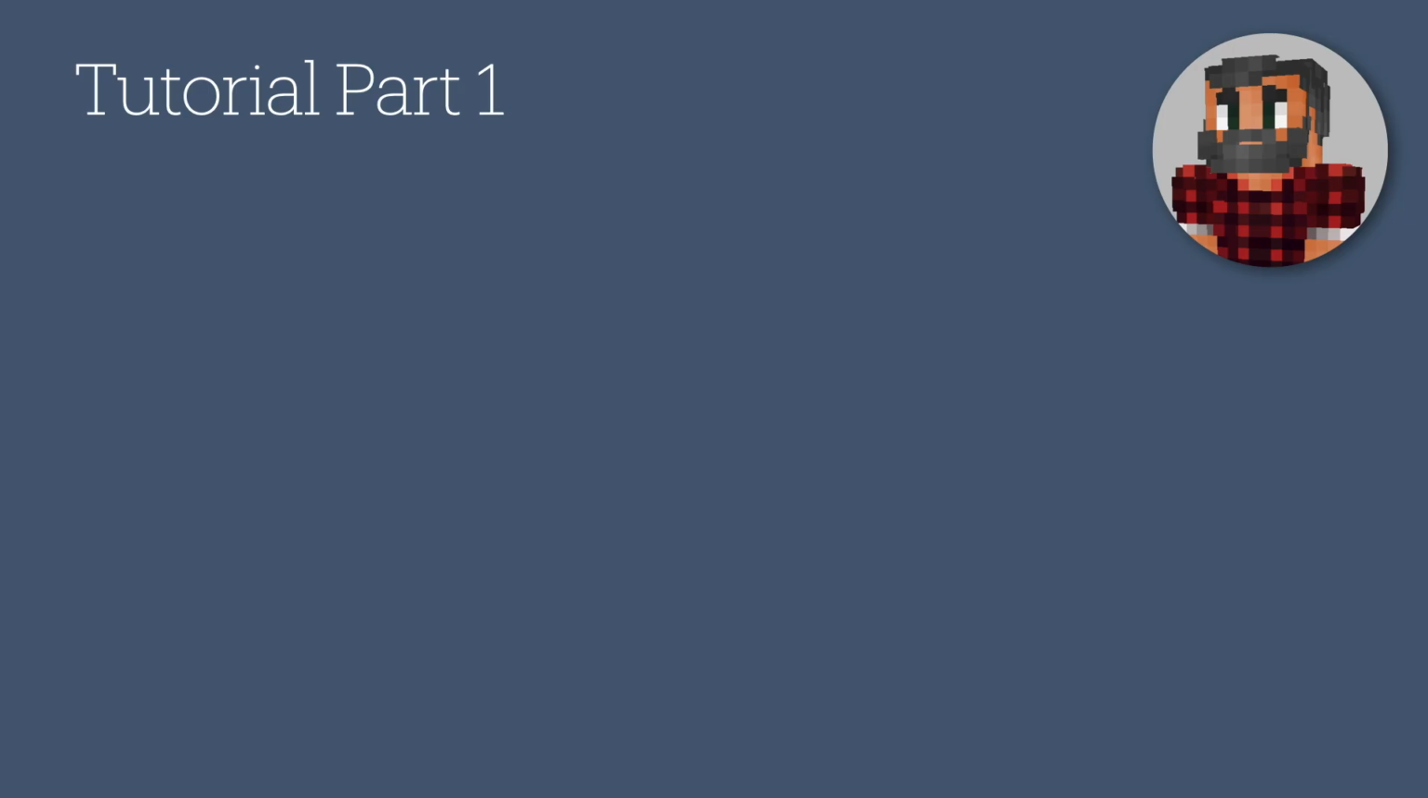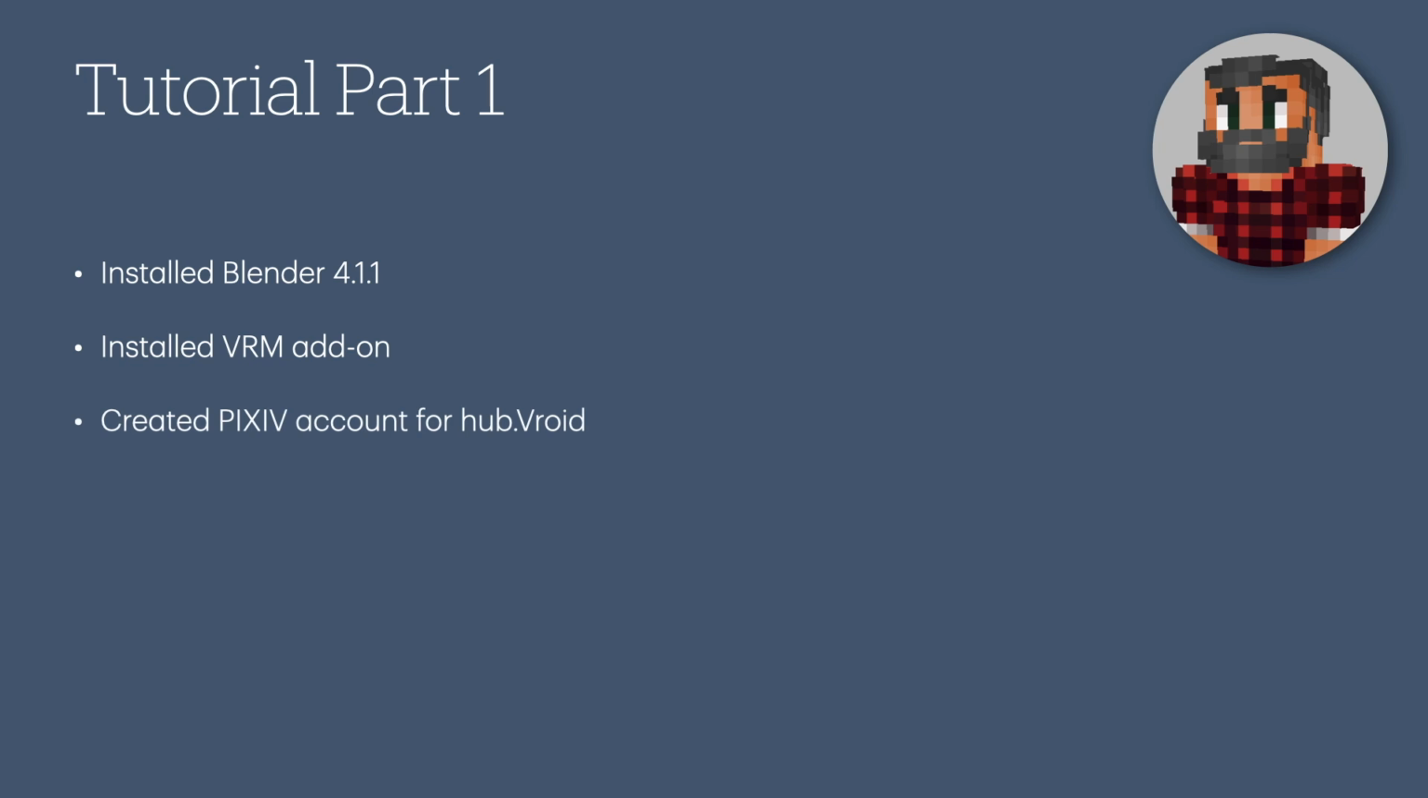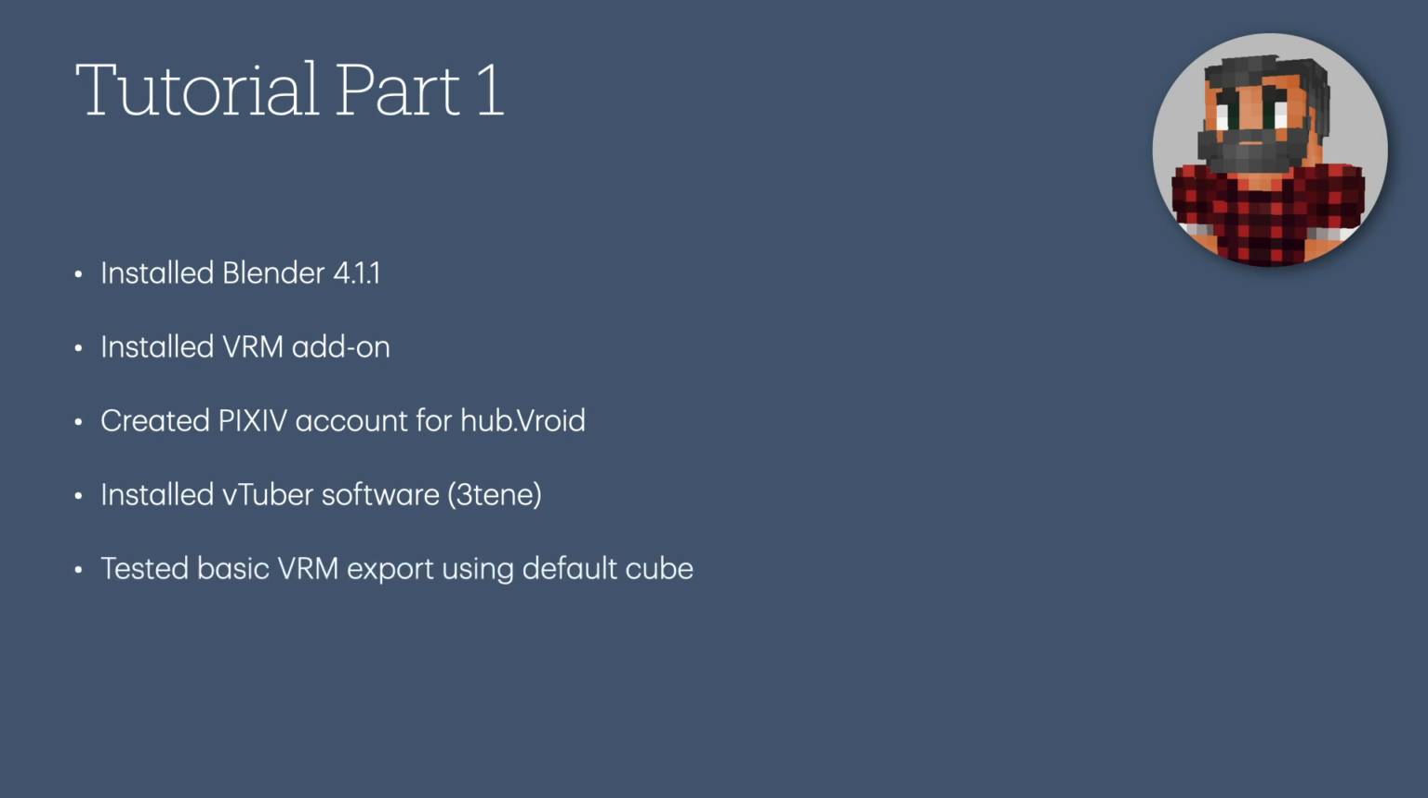Okay, so let's wrap up what we've achieved this video. We installed Blender 4.1. We installed the add-on for the virtual reality model format. We created the necessary pixiv account for our VRoid Hub so that we can test our VRM exports. We installed a VTuber application that supports VRMs, this being 3-teen. We tested workflows with a simple cube VRM. We then tested again with a simple humanoid VRM and verified we could manipulate the resulting model.